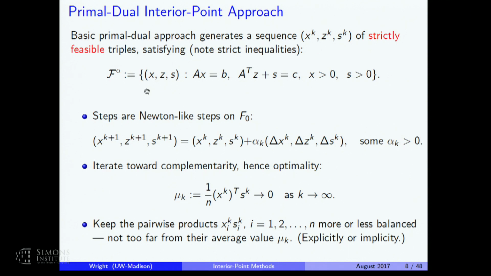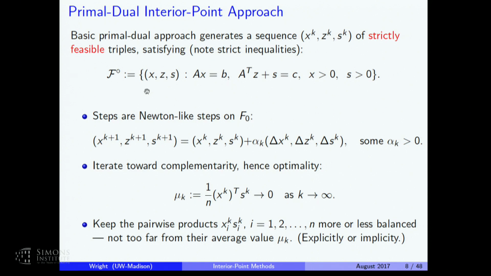And for most of the talk, I'll be talking about maintaining strict feasibility with respect to the easy conditions. Strict feasibility means I want the components of x and s to be strictly positive. That's why it's called an interior point method. Okay? Strict feasibility with respect to those conditions. And we need these equalities satisfied at all iterates.